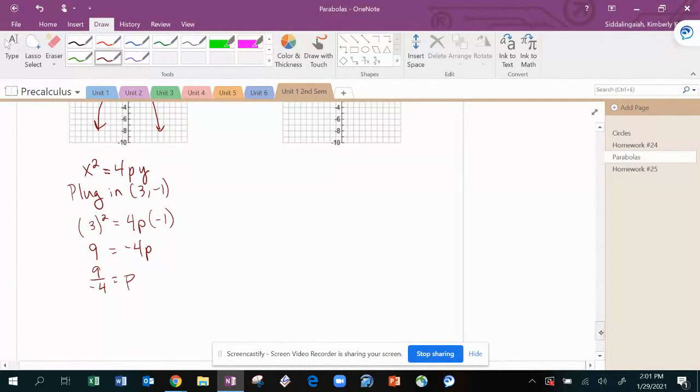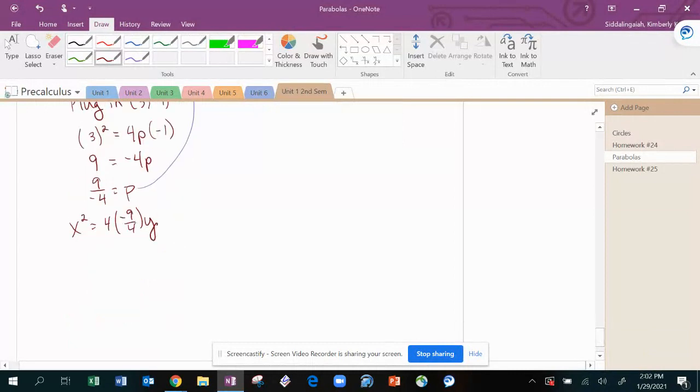Now, you might be tempted to make that into a decimal. I actually would encourage you to not, because we are going to take that p-value and plug it in here. So x squared equals 4 times -9/4 y. And these 4's are going to cancel out. So we get x squared equals -9y. That would be the equation of our parabola. Not pretty, but it works.